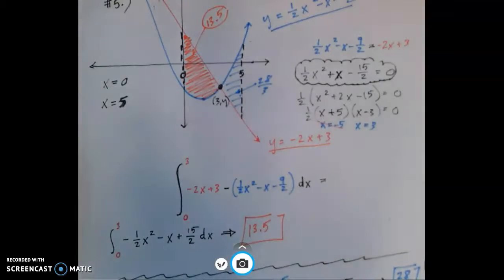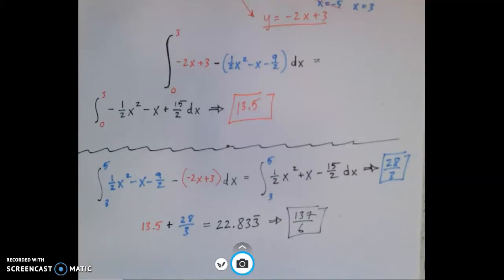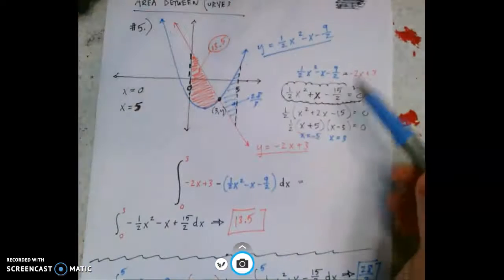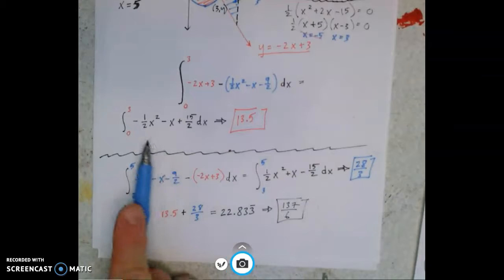Okay? Then we move on to the second portion, which is this blue portion right there, and this becomes from 3 to 5. Because we started at 3, our top function is 1/2 x squared minus x minus 9/2. Our lower function is negative 2x plus 3. Again, we need to be careful to distribute this minus sign, and again, we're faced with a function that looks an awful lot like the two functions we've already dealt with. The only thing that's different is the sign, the positive or negative.